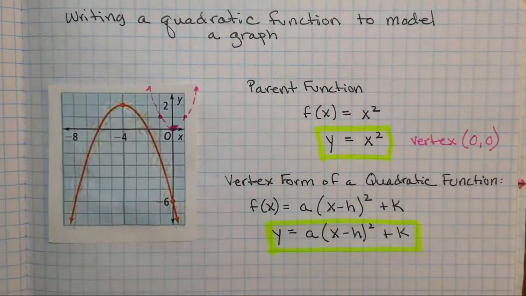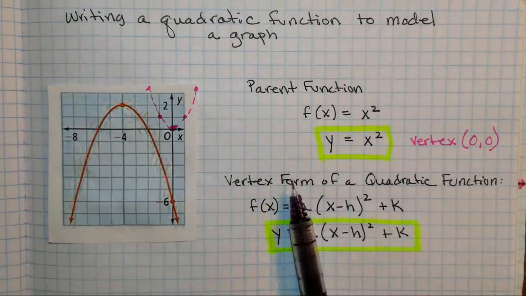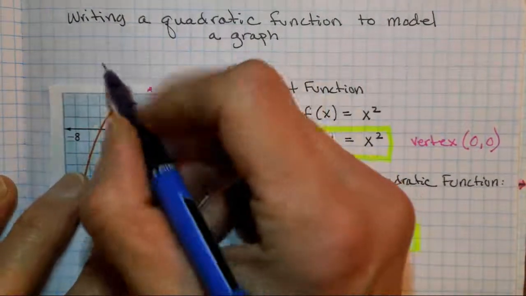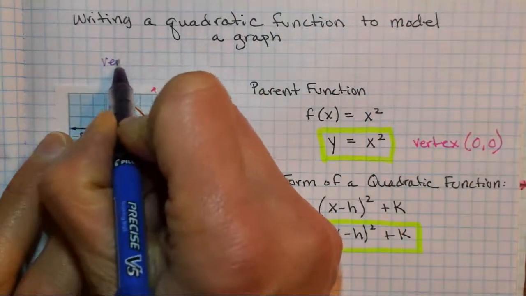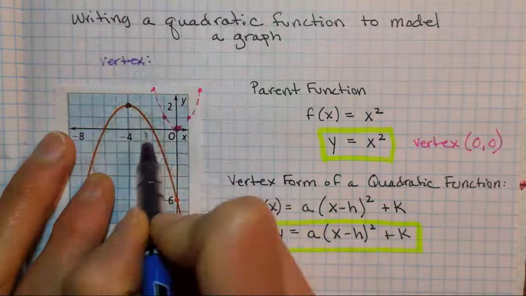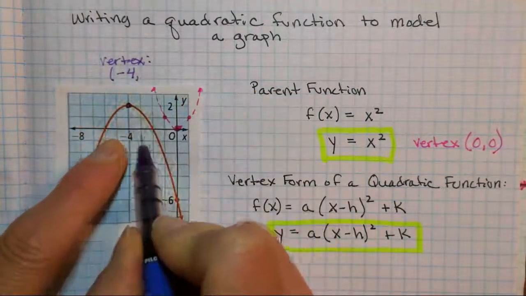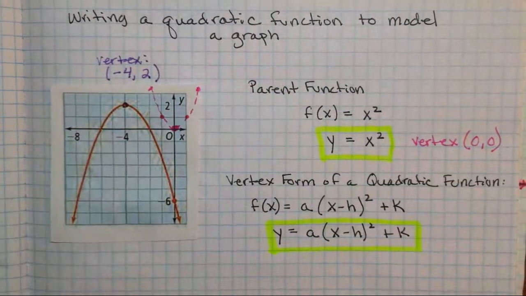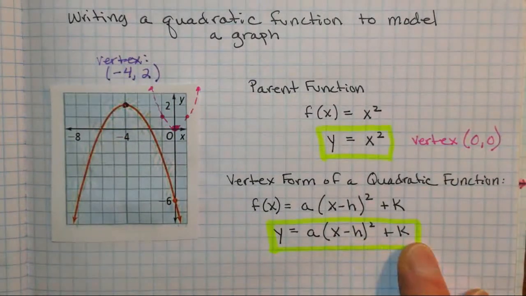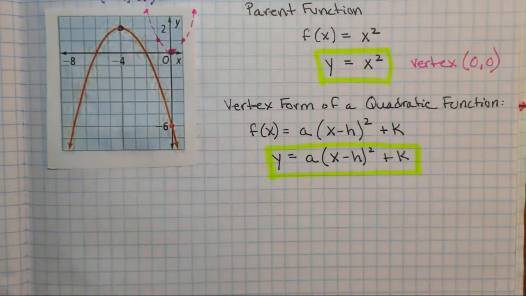Okay, so let's look at our function here. In order for me to do the vertex form, I have to know what the vertex is. So right here is my vertex. So my vertex is at x is -4 and y is 2. So that's my vertex, which means I just have to plug this in to my equation, and then I'll be most of the way there.